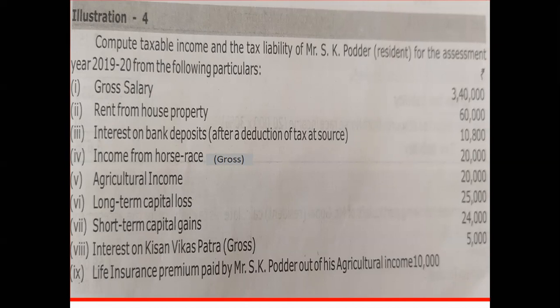So in case they have directly calculated the income called income from salary or net salary, then no need of calculating the deduction amount. So here they have given the gross salary. So we need to claim the deductions under section 16, that is 40,000 as a standard deduction.